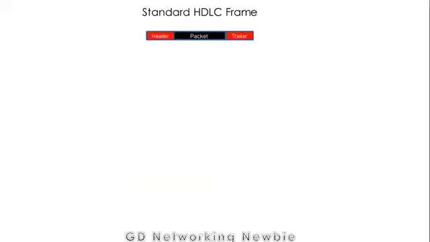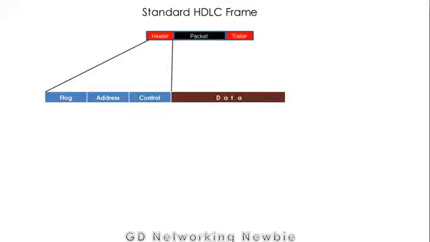So first of all, we are going to discuss the HDLC frame format given by ISO, that is known as standard HDLC frame. In this standard HDLC frame, we also have HDLC header and HDLC trailer, and we also have the data for sure. So the packet carries the data, which has the actual information, and in the header part of the frame, we have the control field, address field, and the flag field. And in the trailer part, we have FCS.